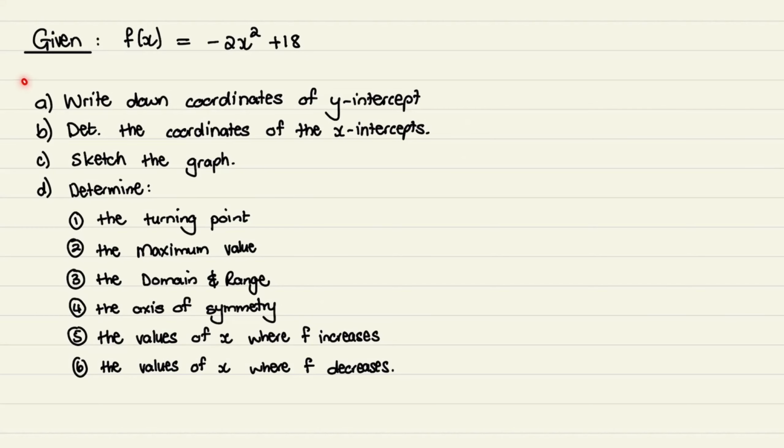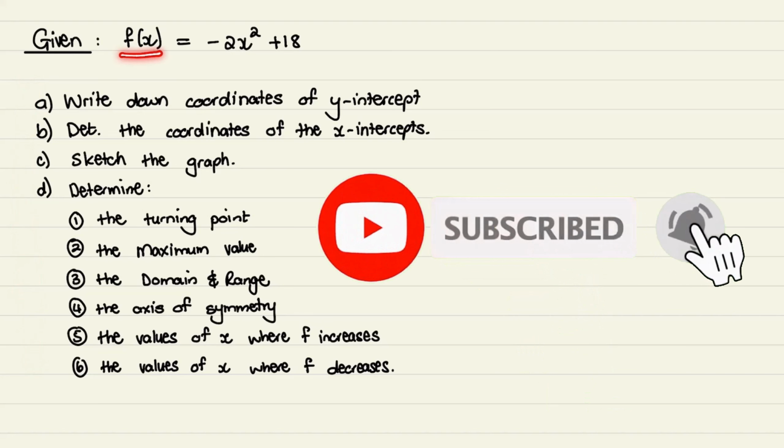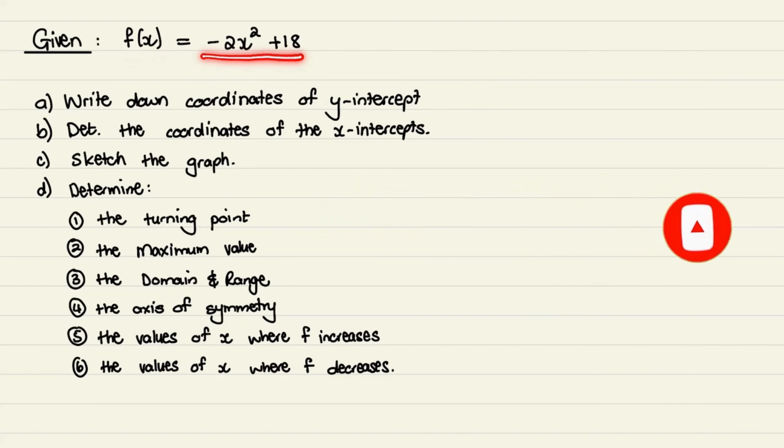In this video, we'll work through a few exam and test type questions for the quadratic function. So here we are given f(x) equals negative 2x squared plus 18. And our first question is, write down the coordinates of the y-intercept.